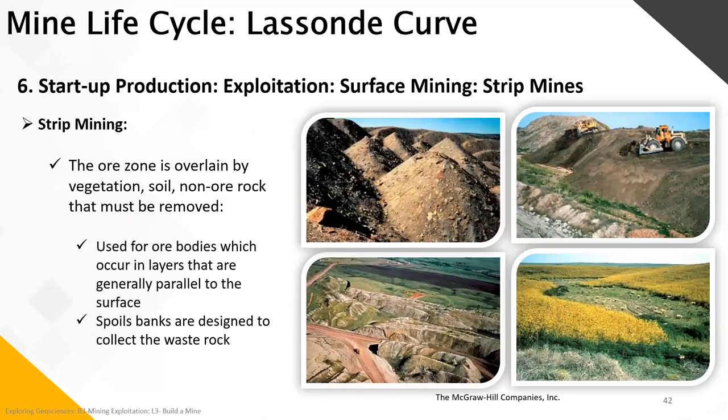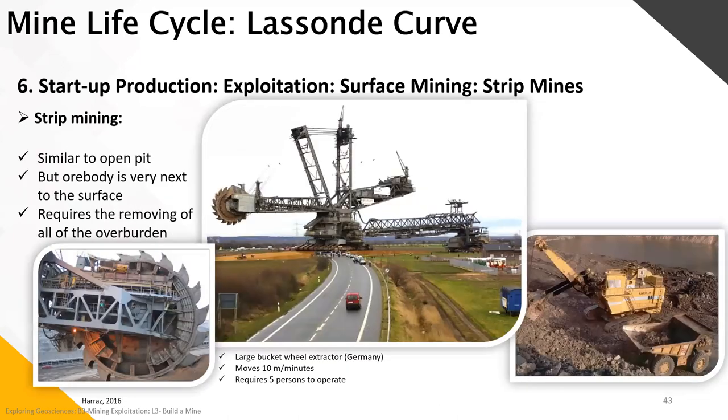For surface mining, the strip mines are for either soil or vegetation. So the ore zone is overlain by vegetation. The ore zone is usually parallel, so horizontal to the surface. And the spoil banks are designed to collect the waste rock. One of the instruments used for this is the giant bucket wheel extractor that we see here. Basically, for the environment, it will have the same impact as an open pit. The ore body is very close to the surface, and that is why it's not an open pit per se. It requires removing all the overburden and then extracting what is close to the surface, right under the vegetation.